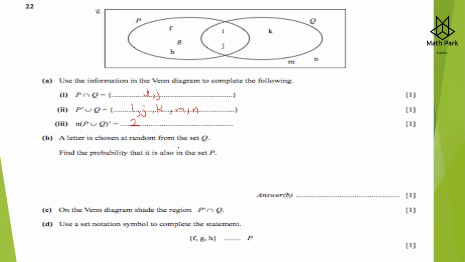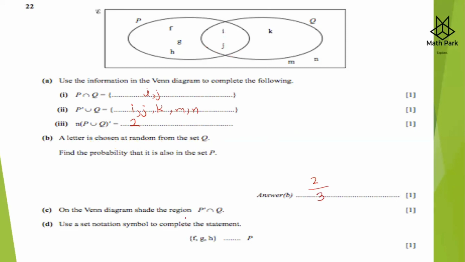So a letter is chosen at random from set Q. Find the probability that it is also in set P. So set Q and also in set P is the intersection. So I and J, there are only two such elements. And out of how many? A letter is chosen from set Q. So we have to total number of elements from only Q. So which are 3. So 2 by 3 is the probability.